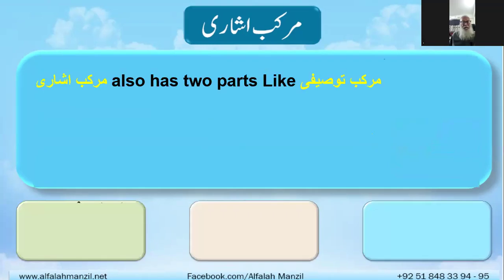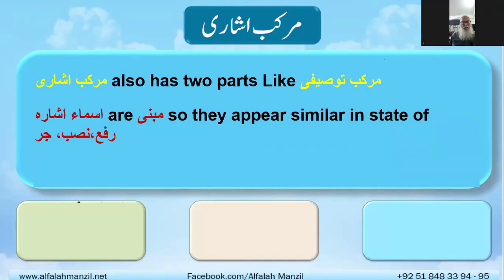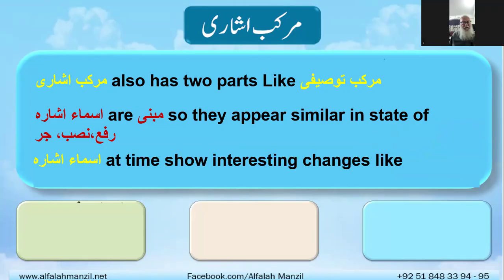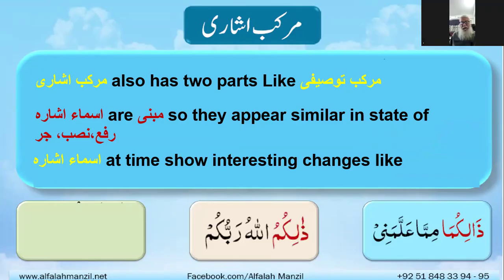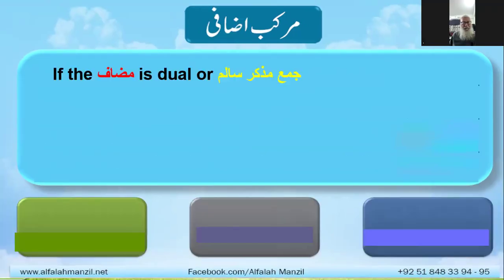Then we saw Murakkab Ishari also has two parts, just like the Murakkab Tawsifi. Ismu ishara is mabni, and in rafa, nasb, jar it is the same. But the second part changes. Zalikum Ma Mimma Alamani, Zalikumullahu Rabbukum, Alif Lam Mim, Zalika Kuma, Tilkum Shajra.